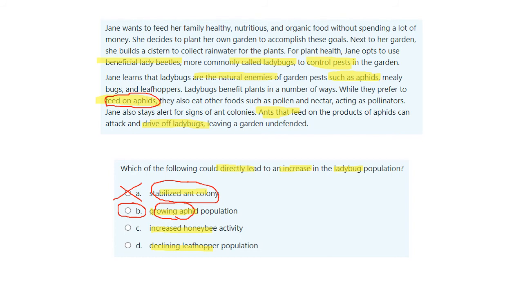Honeybees are not really linked to the ladybugs. They are pollinators, but they are not mentioned in relation to the ladybugs. For the leafhopper population, there is the inference that they are a natural enemy because ladybugs eat them, but it's not clear. And if the leafhopper declines, and if ladybugs do eat them, then there would be less food. So that would not be good. So answer B is the best answer.